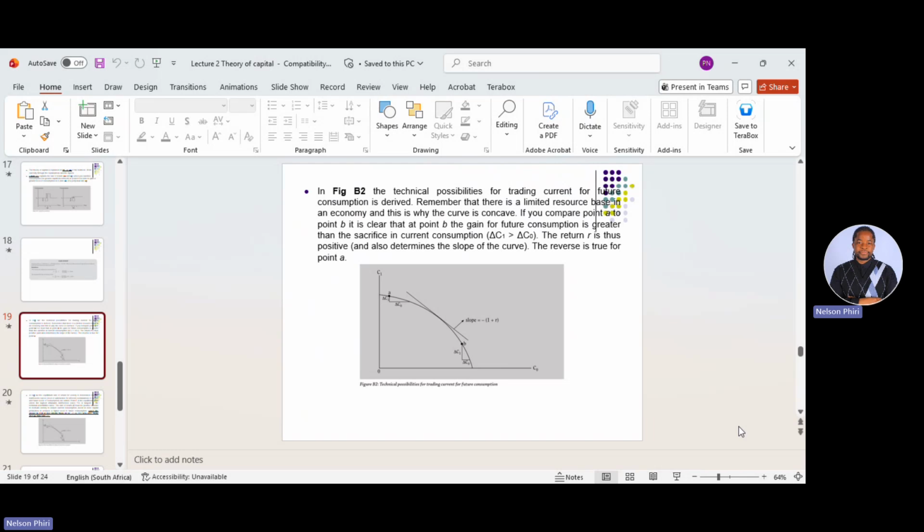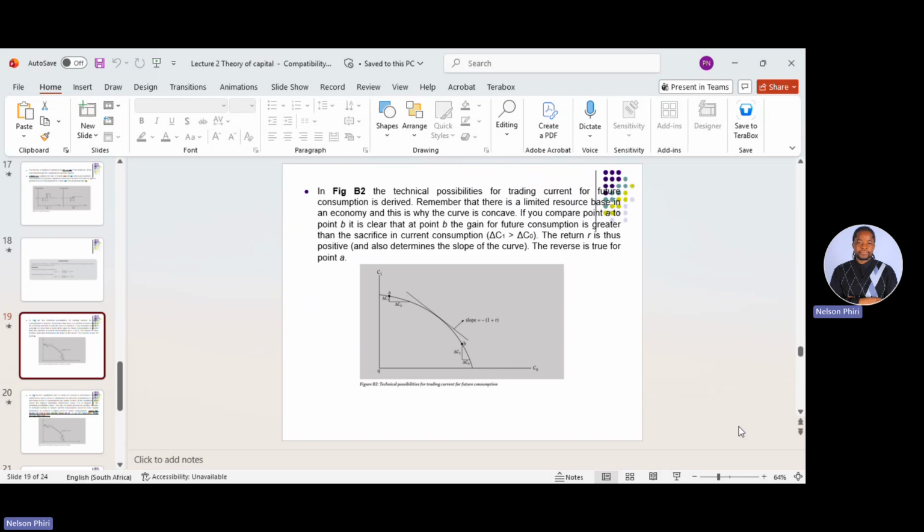Then as well, there are other technical possibilities for trading current consumption for future consumption. Remember that in here we're talking about a limited resource base in an economy. That is why this curve is concave. If you compare point A to point B, it is clear that at point B the gain in future consumption is greater, because if you look at the vertical distance, which is shown by change in C1, it is greater than the change in C0.